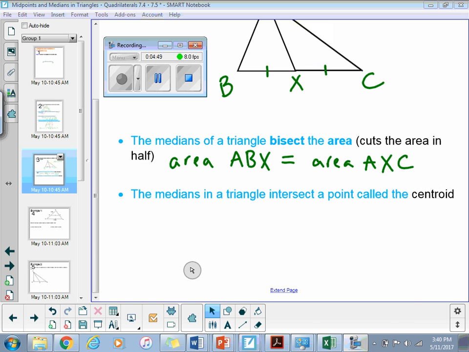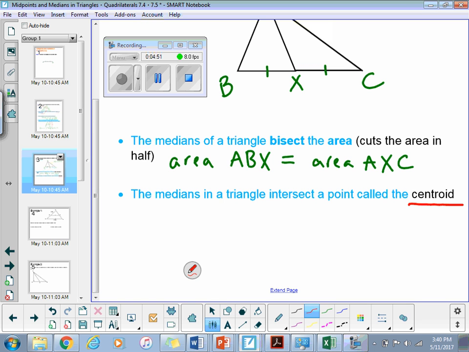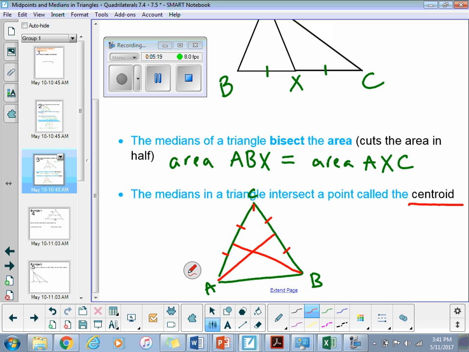And the final point here about the centroid is that if you had, let's say, some triangle again, A, B, C, and I were to draw the median from all vertices, so from A to there, so that those two are equal, from B to there, so that those are equal, and then from C to there, so that these are equal. This point here is my centroid.